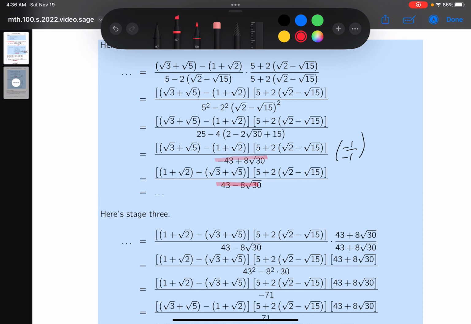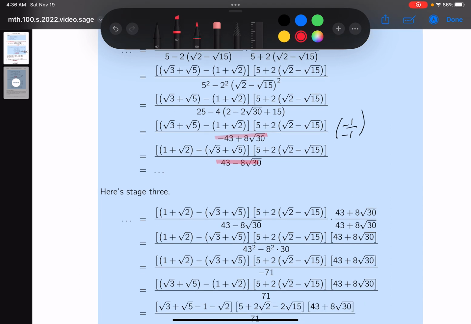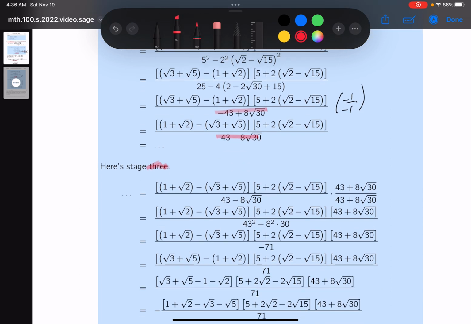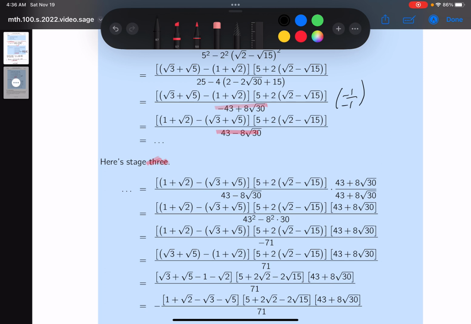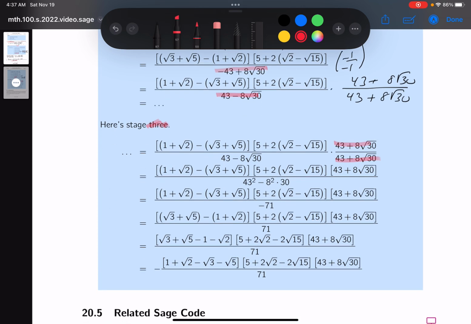So then someone says, what do you do? You're going on to stage number 3 now, all right? What's it going to be? You're going to multiply the top and bottom by its conjugate, the bottom's conjugate, which is 43 plus 8 root 30. I want to show you where that's written down for you, right over here. And you know what? It's trouble. There's no doubt about it. What I mean by that, the numbers are getting bigger and bigger and bigger.